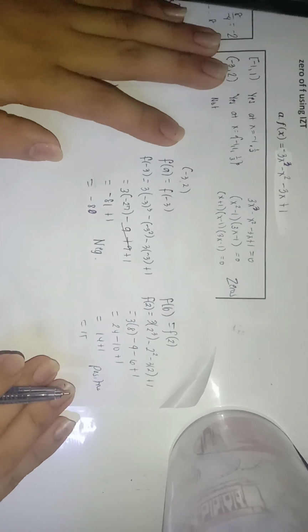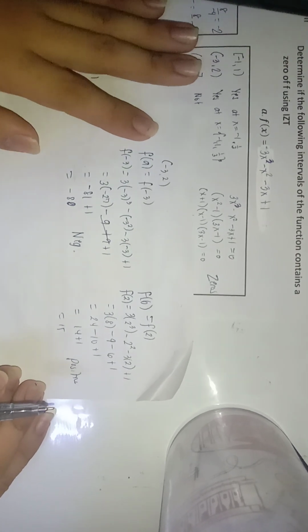So that's all for your intermediate value theorem and the intermediate zero theorem.